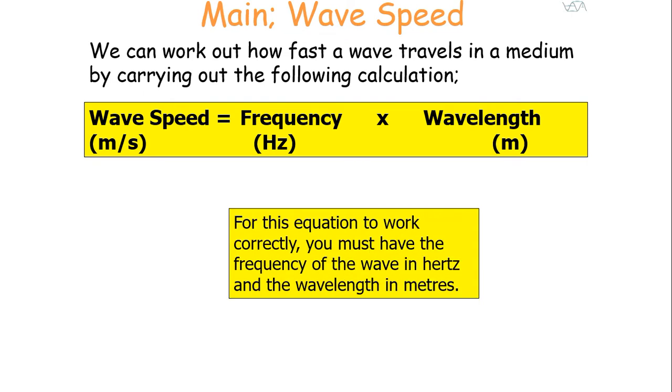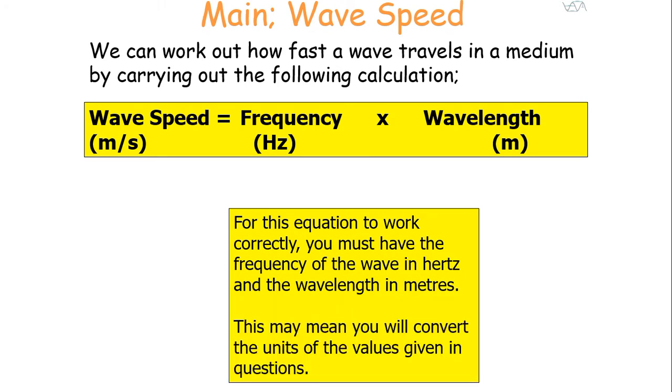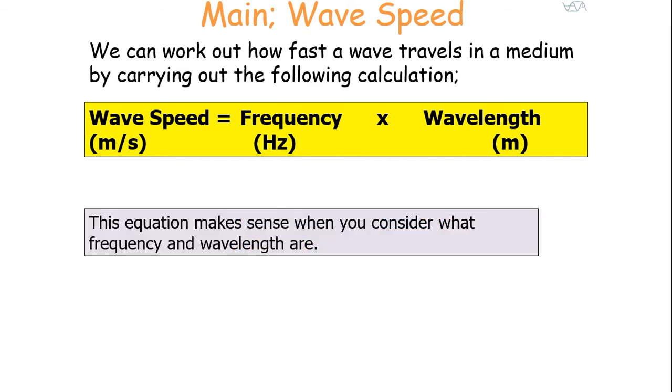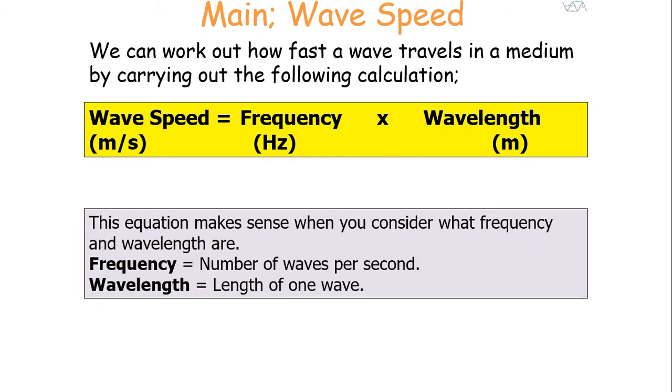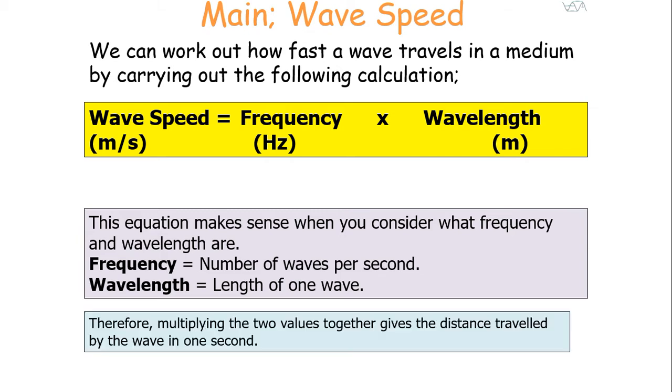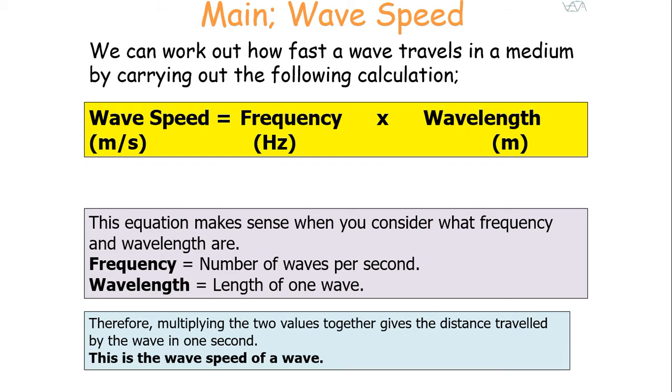Now, for this equation to work correctly, you've got to have your frequency of your wave in hertz and your wavelength in meters. This may mean you've got to convert the units of the values given in questions. Now, this equation makes sense when you consider what the terms of frequency and wavelength are, because we know that frequency is the number of waves per second and the wavelength is the length of one wave. So if you multiply the two values together, you're getting the distance travelled by the wave in 1 second, which is what the wave speed of a wave is.